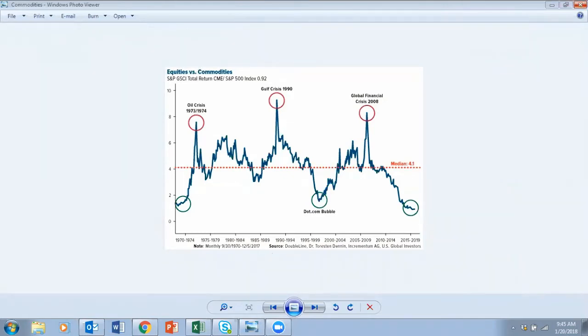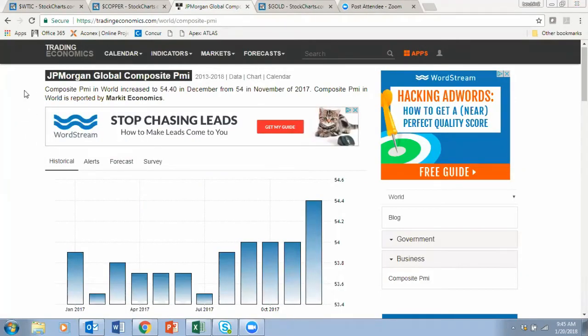The reason why, as I said earlier, this is the JP Morgan Global Composite PMI, and PMI stands for Purchasing Managers Index. This is a survey of purchasing managers, and it's used as an indicator of whether or not the economy is expanding, kind of like a leading indicator. They're on the front lines buying things. So if they are buying more and more, the index goes up. Basically, without getting too far into it, anything over 50 indicates expansion in the economy. Anything under 50 indicates contraction.